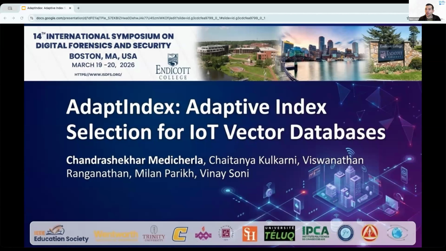Yes, we see. So today, first of all, good afternoon and good evening, everyone. Today, I'm going to present AdaptiveIndex. AdaptiveIndex is a practical machine learning system that automatically optimizes vector databases for IoT edge deployments. This is a joint work with my colleagues from the industry and the academia. Our paper addresses a critical problem in the IoT infrastructure, which causes millions of dollars in failures every year.